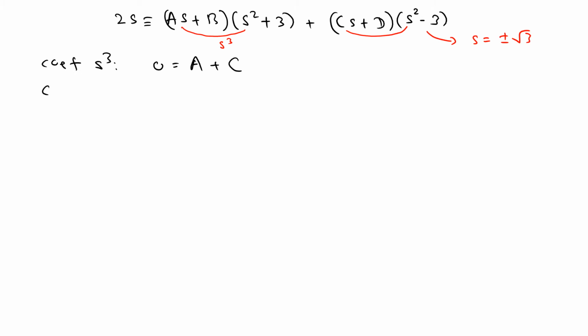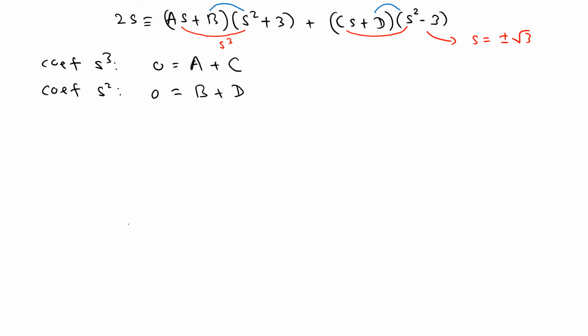And then we're going to go to the next smaller, which means s squared. There is no s squared term. And how do we get an s squared term? You can see that you get an s squared term when you multiply these two and those two. So the coefficient is going to be b plus d. Those are the coefficients of s squared.